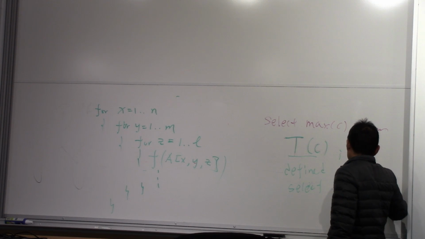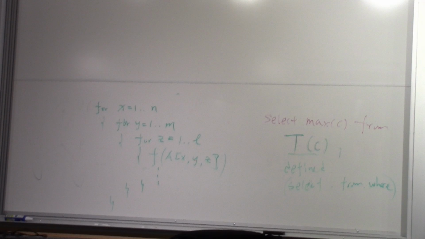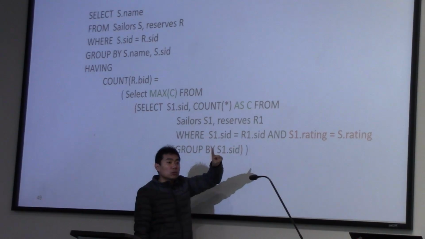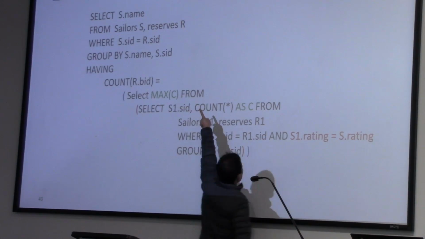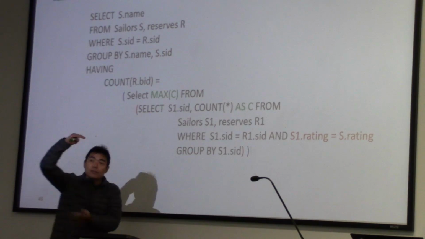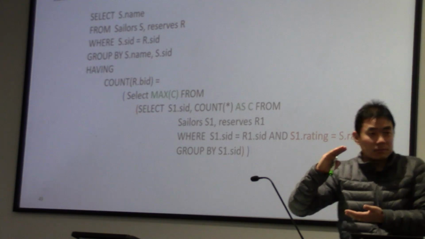Now, what's that T? Well, that T is the same thing as the outermost block. I join sailors with reserves over sailor ID. However, with one additional constraint that I only care about those sailors with rating equal to the sailor rating from the current sailor, from the outermost block, the having count. The having, if you think about this whole thing, is part of your having clause, right? Having clause is evaluated at group level, meaning for each group, you do this. And what is each group? Each group is a particular sailor.